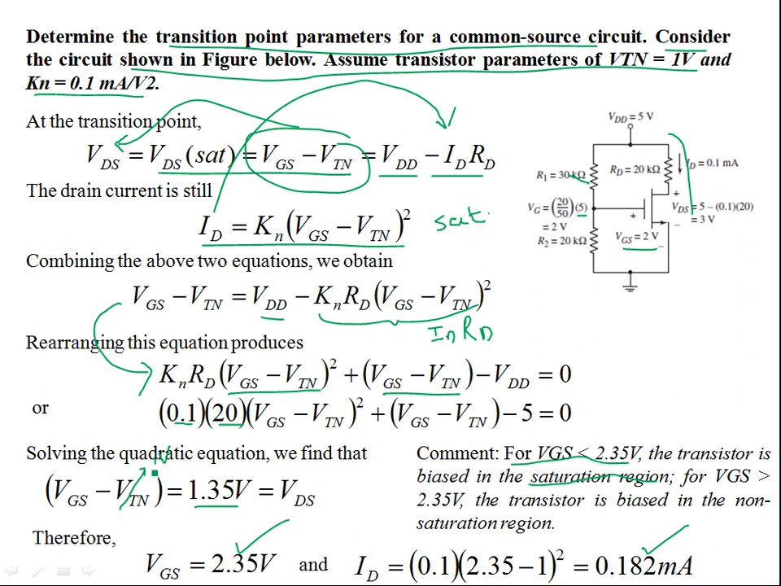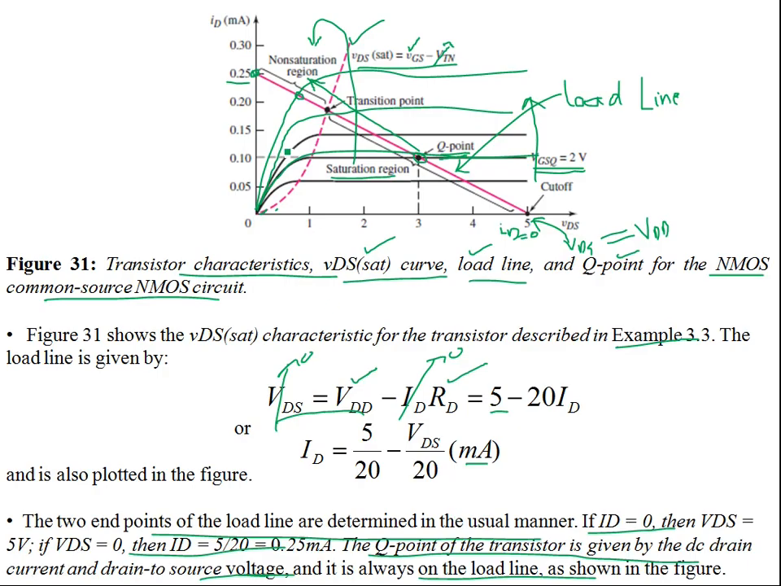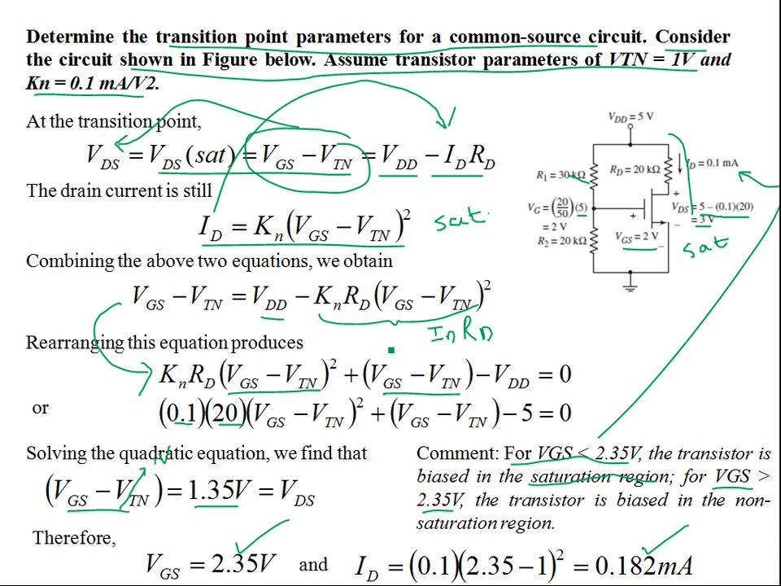When VGS is less than 2.35 volts, as in this situation, the ID was 0.1 milliamps, and VDD is 5 volts, so VD is 5 minus ID RD, 5 minus 0.1 into 20, which is 3 volts. For this the VGS is 2 volts, so this is still the saturation region. So 2 volts is less than 2.35, the transistor is still biased in the saturation region. But if you increase VGS beyond 2.35, then you have to shift your transistor Q point up on the load line, and you make it go in the non-sat region. So the transistor is biased in the non-sat region when you increase your VGS beyond 2.35 volts.